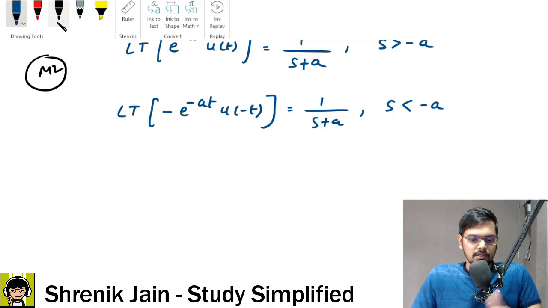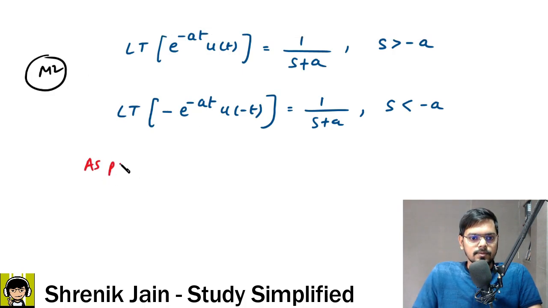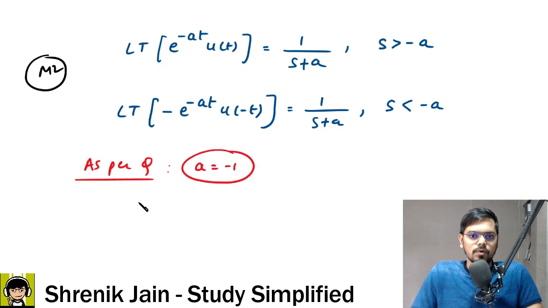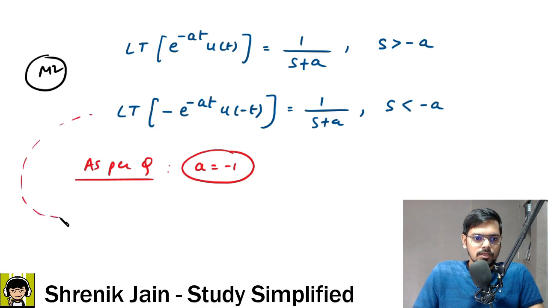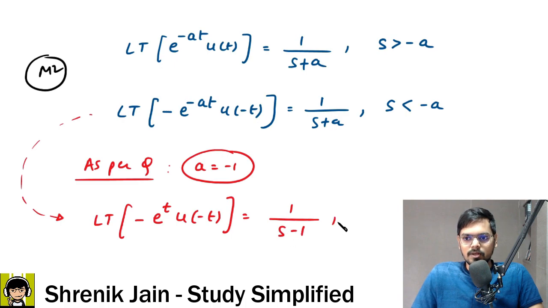Now our question was kind of similar to this, correct? But as per the question, a was minus 1. Check it out. Okay, as per the question, let a be minus 1. Therefore the above expression is now changed to Laplace transform of minus e to the power minus 1 into minus 1, positive 1, so positive t, u of minus t. The right hand side answer is 1 upon s minus 1, s is less than, minus into minus is plus 1.